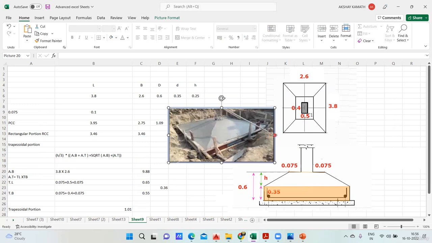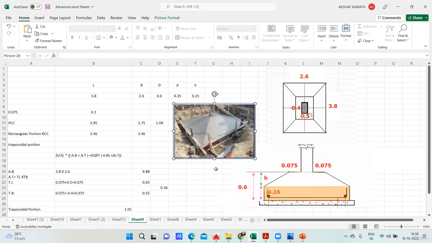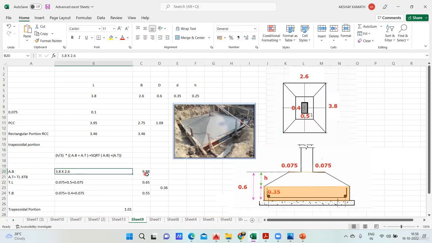I'll keep it here. First I'm finding the bottom area. So this bottom area AB is 3.8 into 2.6. That means this is 3.8 and this is 2.6. If I multiply this, I'll get the bottom area. So AB is your bottom area. Got it? Multiplying 3.8 into 2.6 gives me 9.88. Next, I told you, the top area.